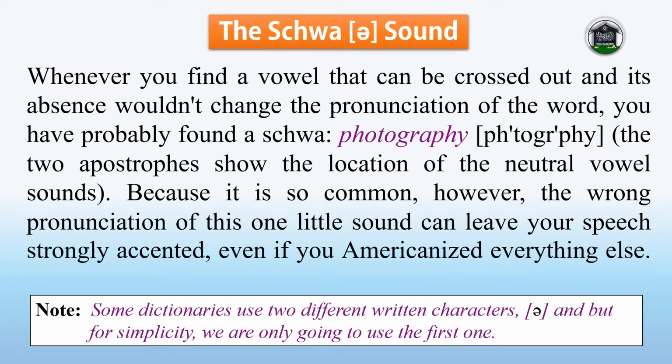Whenever you find a vowel that can be crossed out and its absence wouldn't change the pronunciation of the word, you've probably found a schwa. Photography. The 2 apostrophes show the location of the neutral vowel sounds. Because it's so common, however, the wrong pronunciation of this one little sound can leave your speech strongly accented, even if you Americanized everything else.